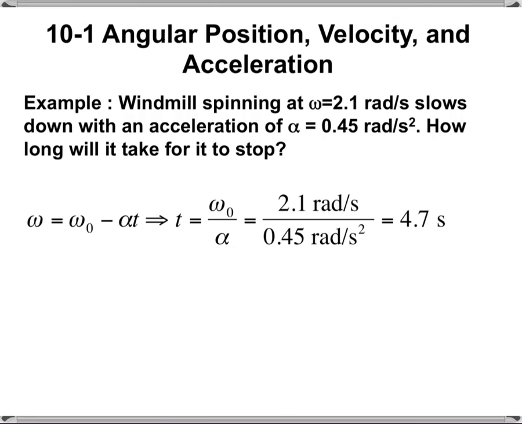An example: a windmill is spinning at 2.1 radian per second and slows down with an acceleration of 0.45 radian per second square. How long will it take for it to stop? So you have alpha, you have omega 0, the initial angular velocity, and you have the final angular velocity. The final angular velocity is 0 because it comes to a stop. So by just using the first equation, you can easily solve for t. It takes 4.7 seconds for this windmill to come to a stop.